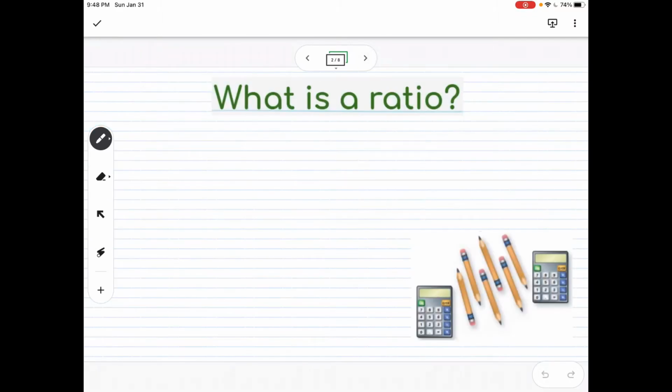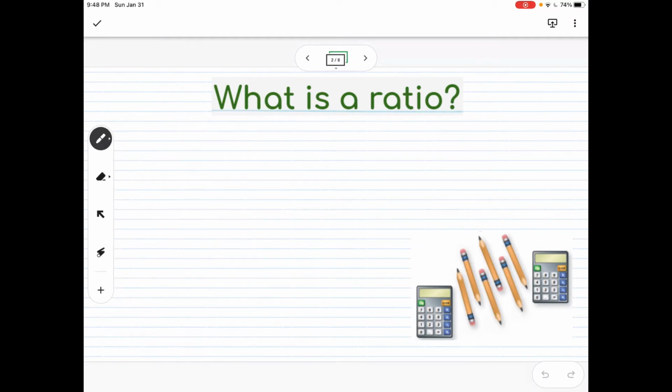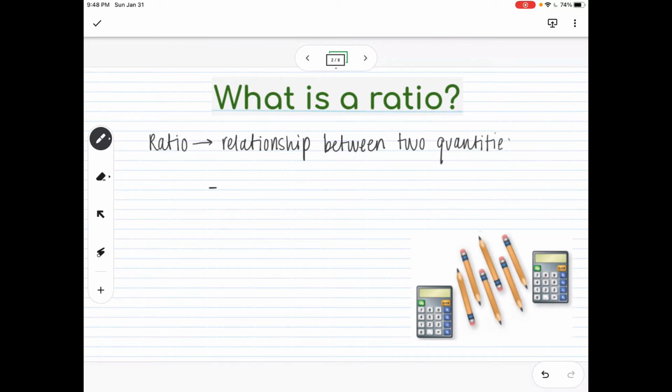All right, so let's talk about what a ratio is. And like our essential question had stated, a ratio is a relationship between two quantities. So how can we describe a relationship between two quantities? By using a ratio. And there's different types of ratios, and I will describe those different types to you right now.